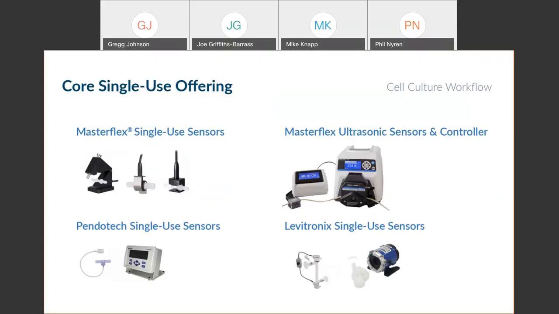The Levitronix single-use offering includes disposable ultrasonic sensors that measure flow rates from 30 milliliters per minute up to 100 liters per minute and come with sanitary fitting connectivity.